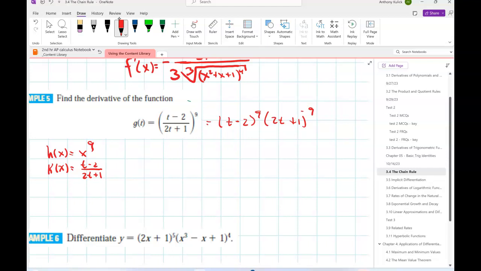Okay. Derivative of h is? Okay. Quotient rule. It's the two. Yep.